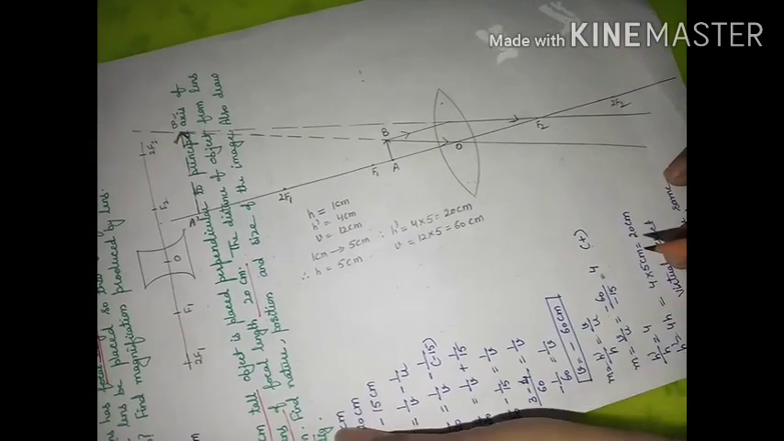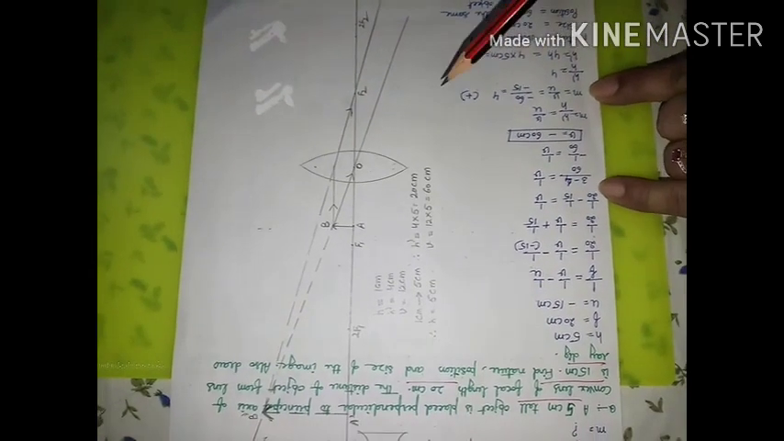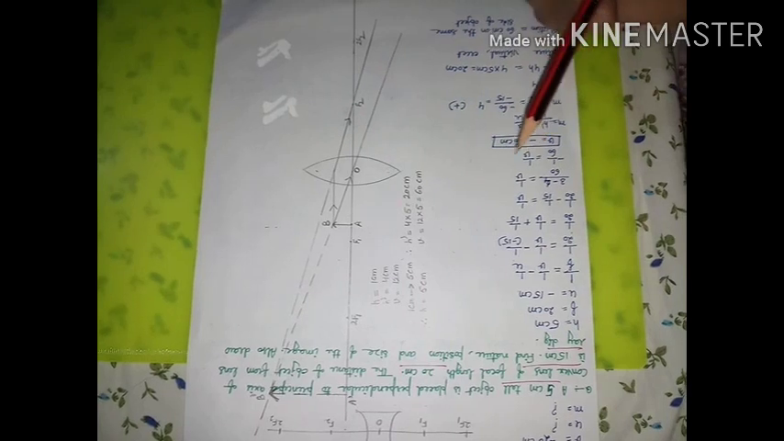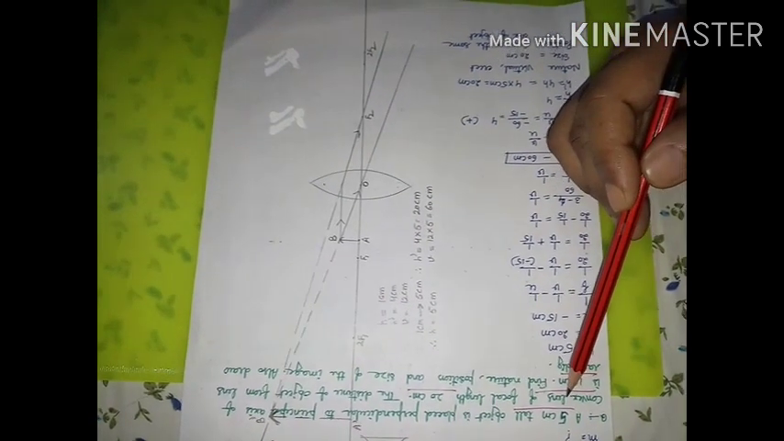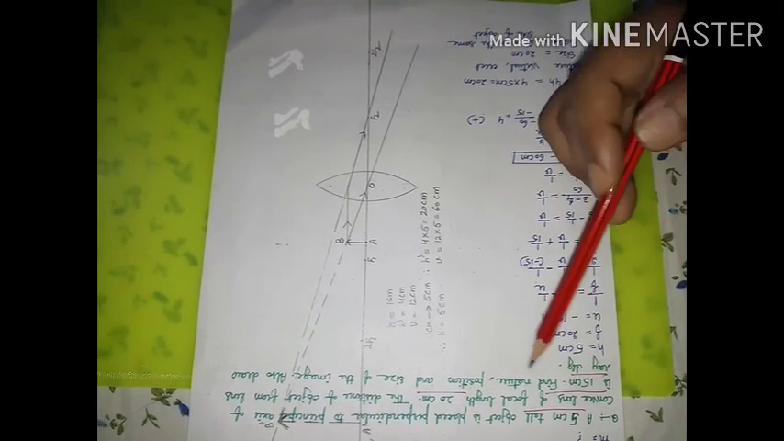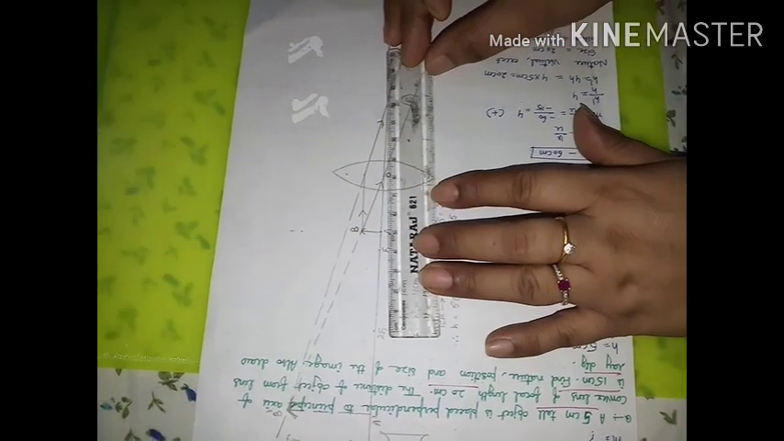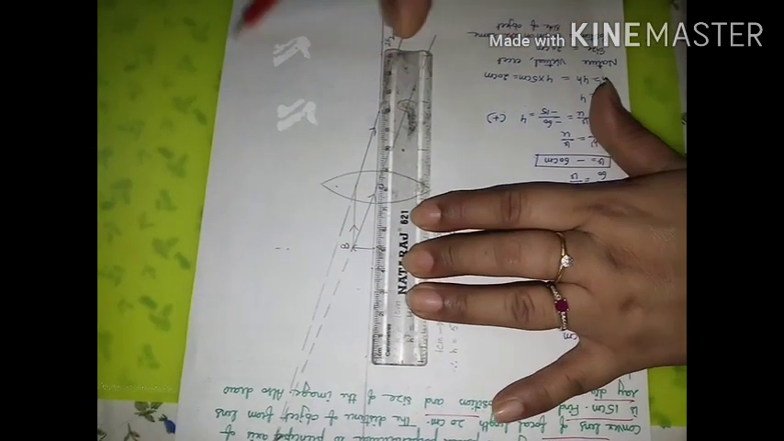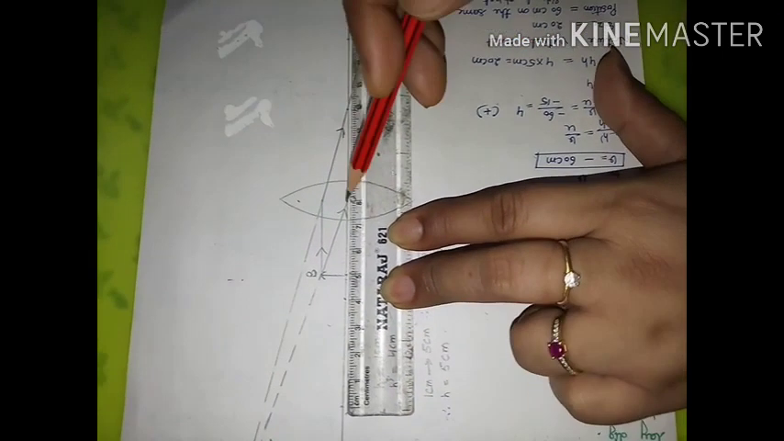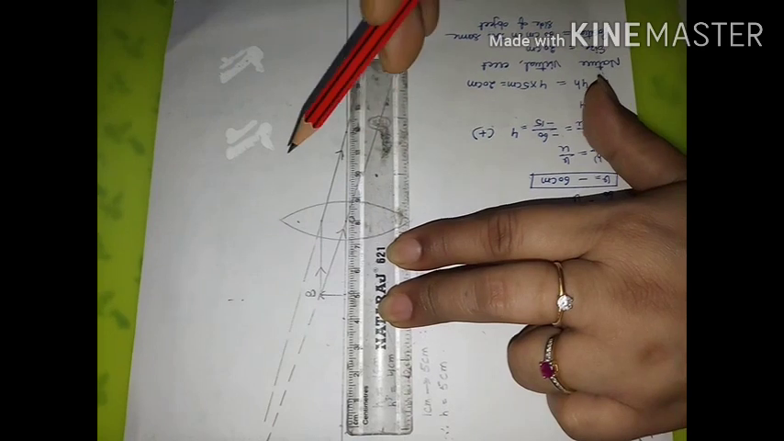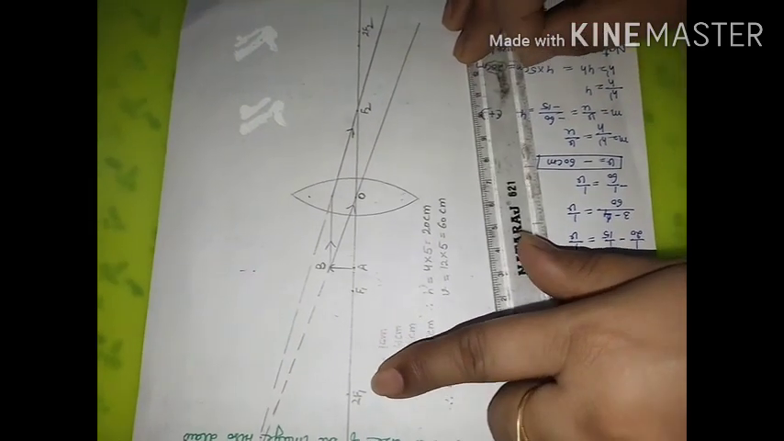In this diagram, with suitable scale you have to draw. Here size of everything is given in multiple of 5, so I considered 5 centimeter is equal to 1 centimeter. Focal length is given to be 20 centimeters, so from optical center this is focal length, 4 centimeter. So 20 centimeter is equal to 4 centimeter here. Similarly, this 2F1 will be 8 centimeter.